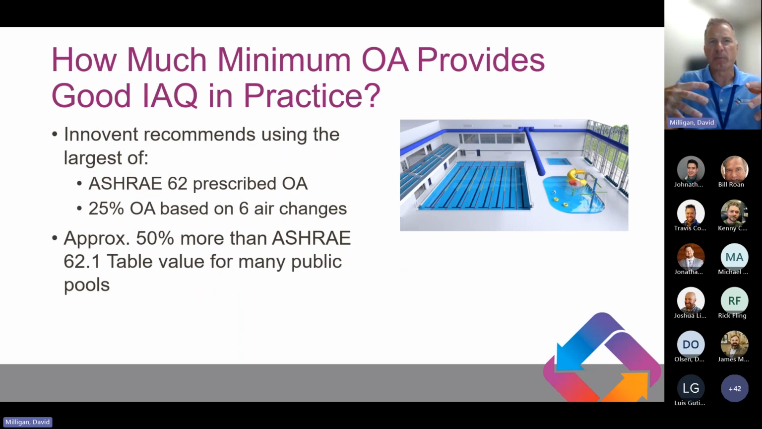And Innovent's been doing pool units since the early 80s. And what we do is take a look at that ASHRAE calculation to see what it says for outdoor air, or we're going to say 25% of the supply air based on 6 air changes for your pool space. Generally, when we go with the 25%, that gives us 50% more outdoor air than what the ASHRAE 62.1 recommends.